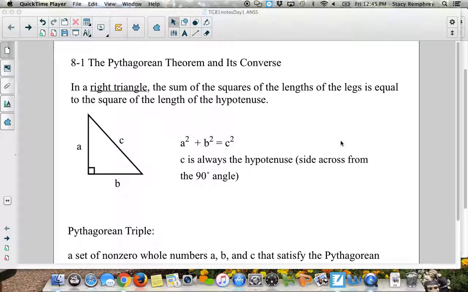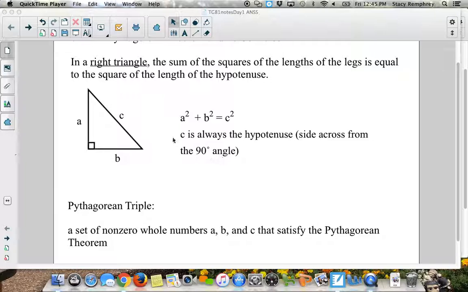It says the sum of the squares of the lengths of the legs is equal to the square of the length of the hypotenuse. A squared plus B squared equals C squared. The important part here, the A and the B are always the legs, and the C is always the hypotenuse. It's actually most important that you identify that part first to make sure you're setting it up correctly.